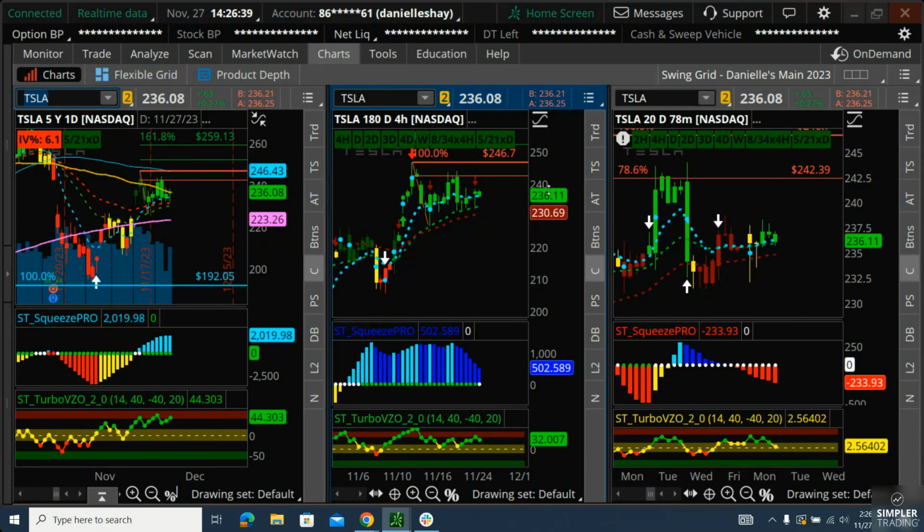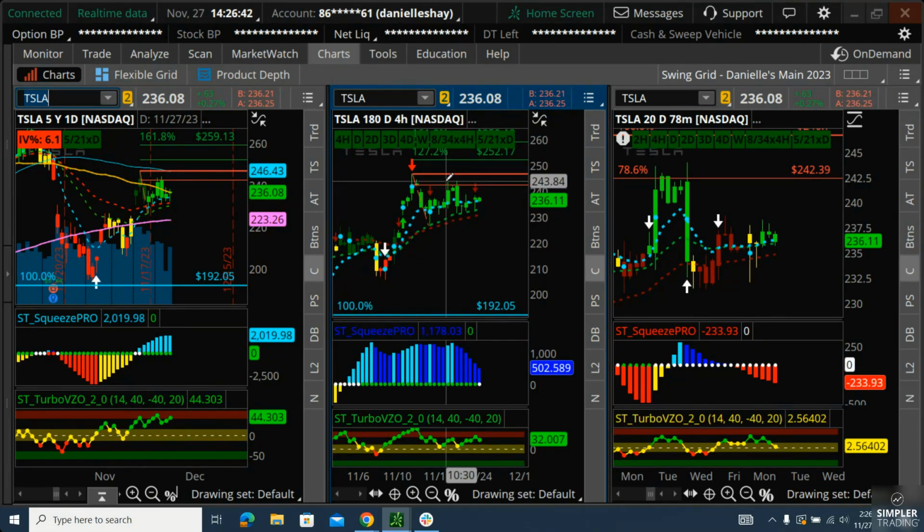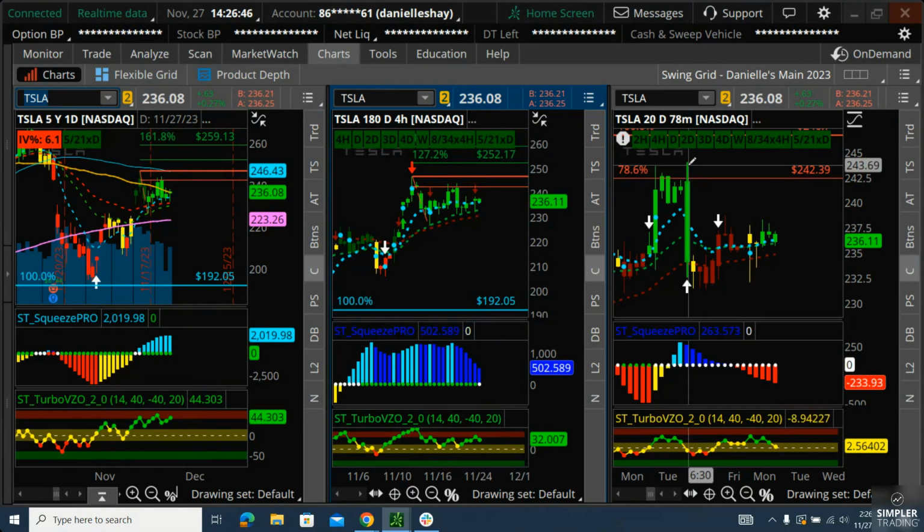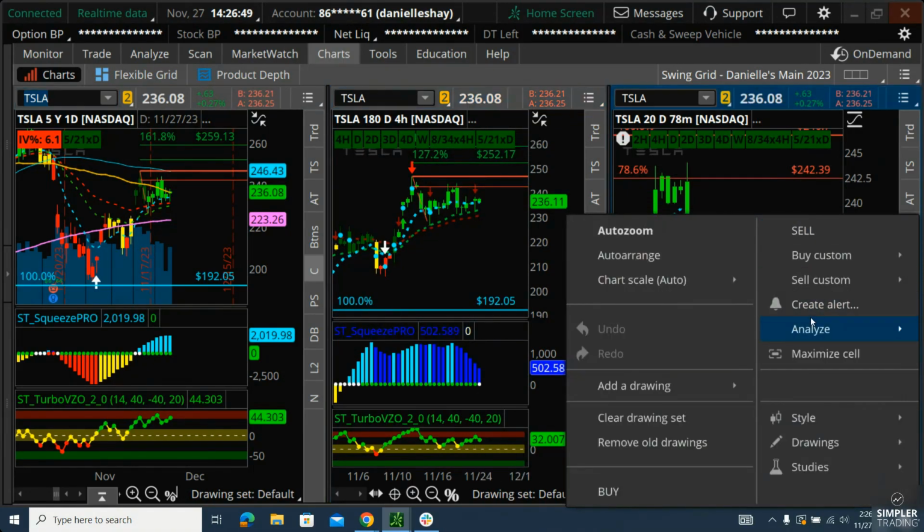So by throwing a Fibonacci level on here, you can see that there's a target at 250 and then up at 252, currently trading at 236. So that's some pretty decent upside.